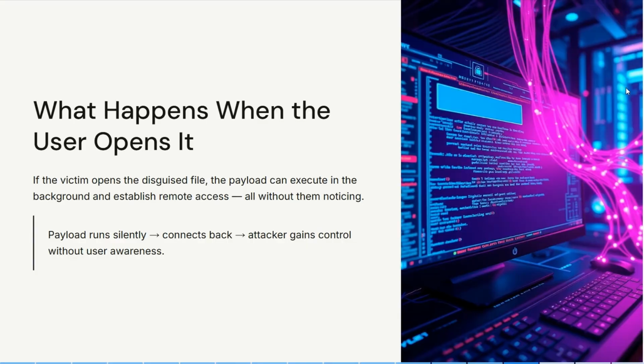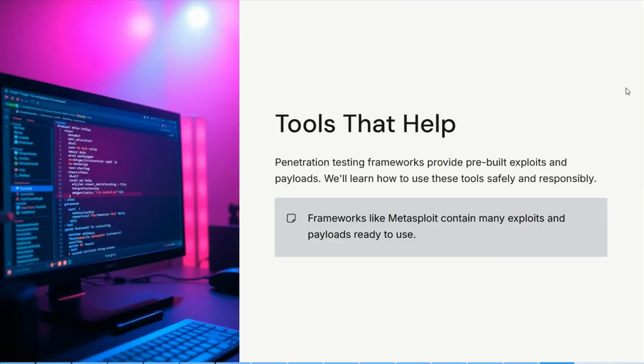If you receive a malicious file or image, what happens when you open it? If the victim opens the disguised file, the payload can execute in the background and establish remote access, all without the receiver noticing. That is because payloads run silently and connect back to the attacker, then the attacker gains access and control without user awareness.